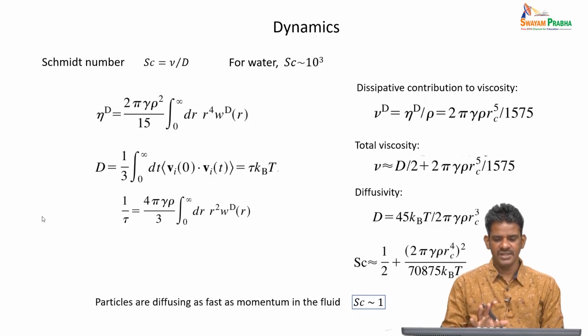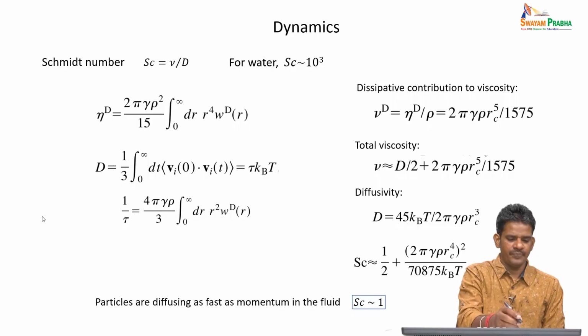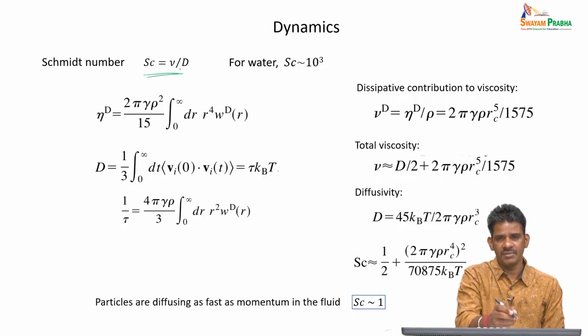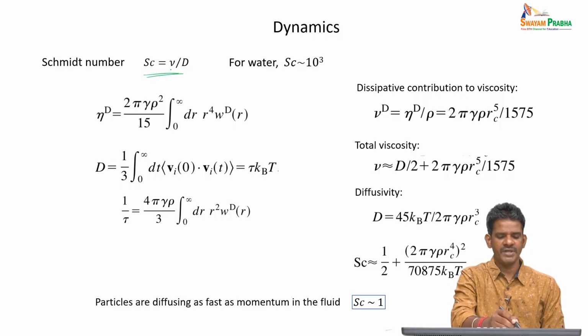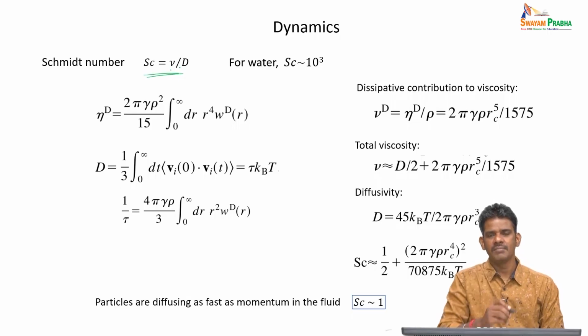To see the problem with the dynamics of DPD, we first look at the definition of the Schmidt number. This is something we often use in chemical engineering when you look at simultaneous mass transport and momentum transport together. So the Schmidt number is basically a ratio of momentum diffusivity to mass diffusivity.